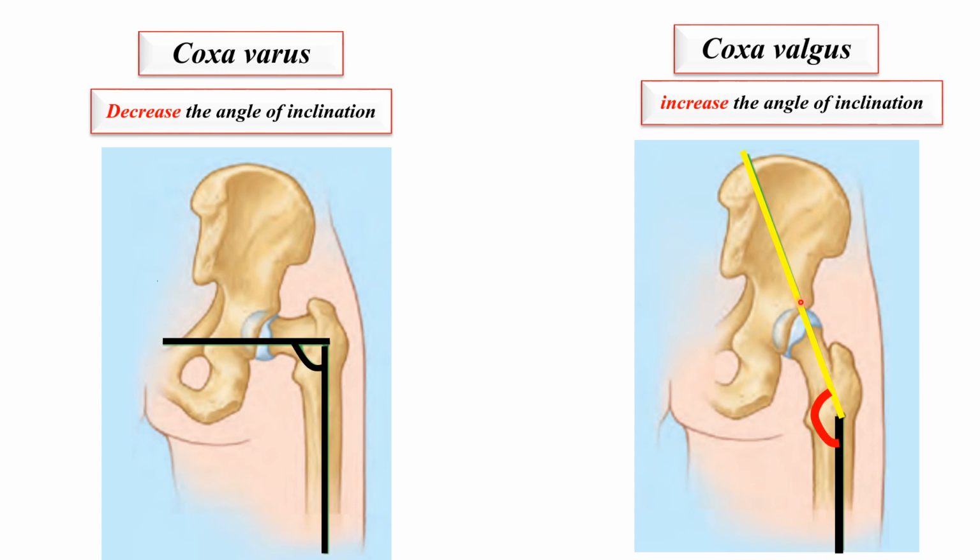Here you can notice the difference between the coxa valga, in which the neck of the femur and the head become more vertical, while in coxa vara, the neck and the head of the femur become more horizontal.